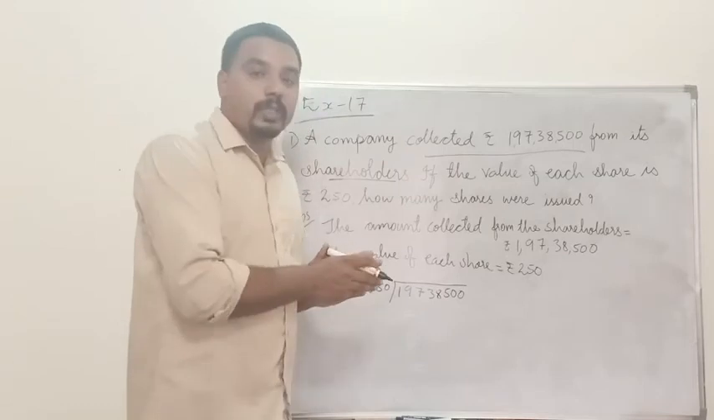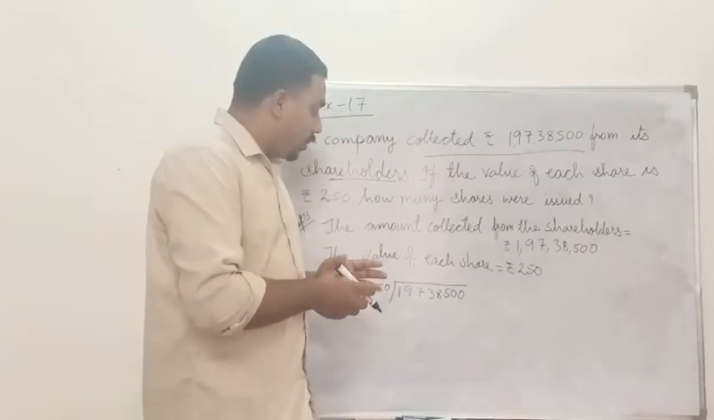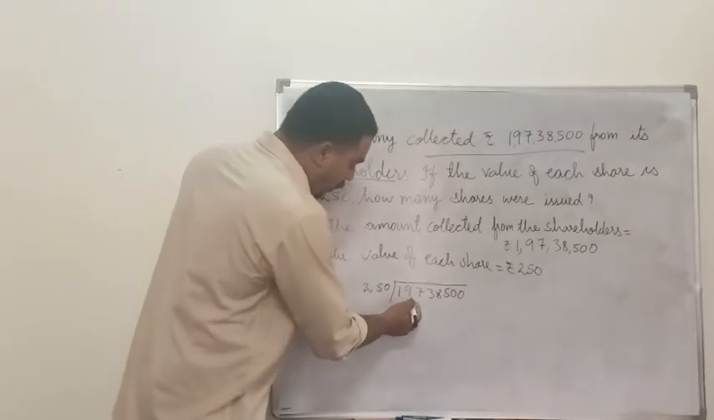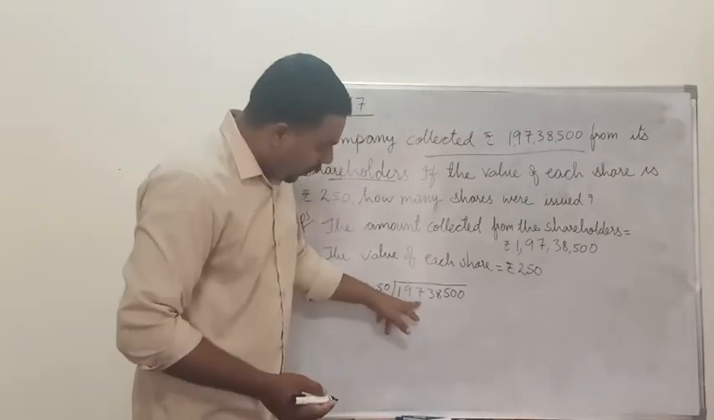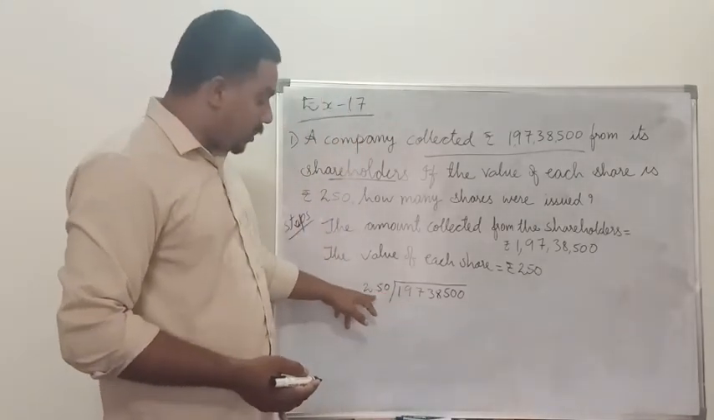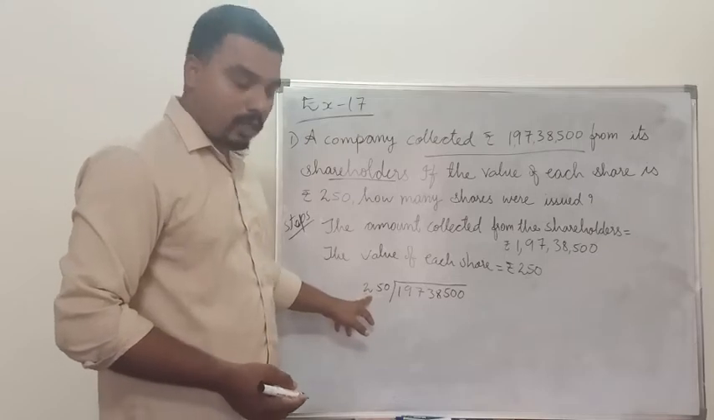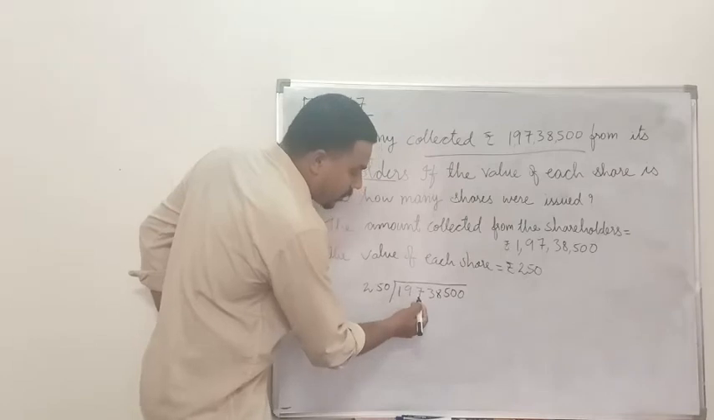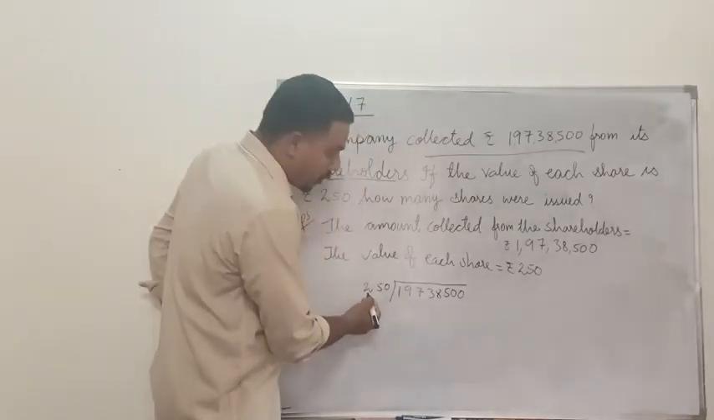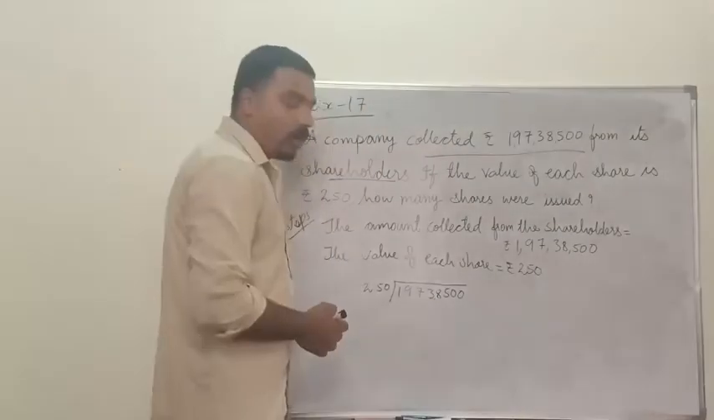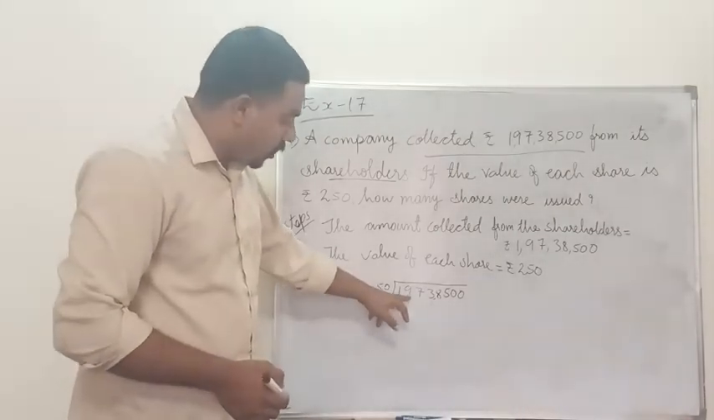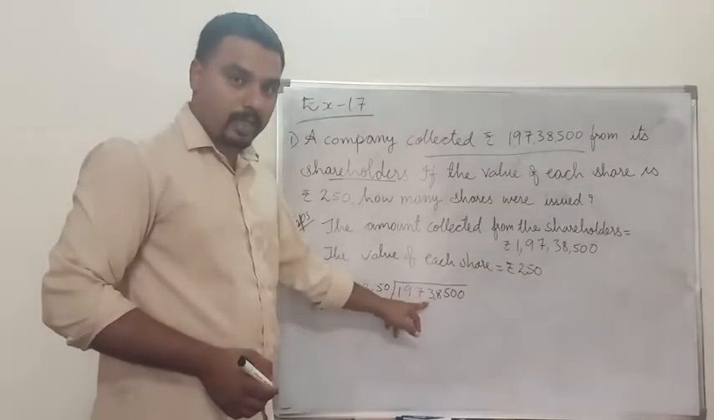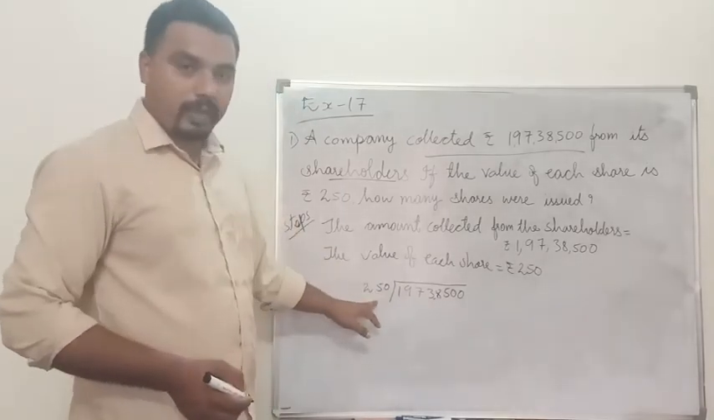250 into what is equal to how much will be the numbers? If you take the first three numbers, 197, it is less than 250, is it not? So 1, 2, 3. This 197 is smaller than the divisor. So take the first 4 numbers, that means 1973 we have to take. Otherwise we are not able to divide this.